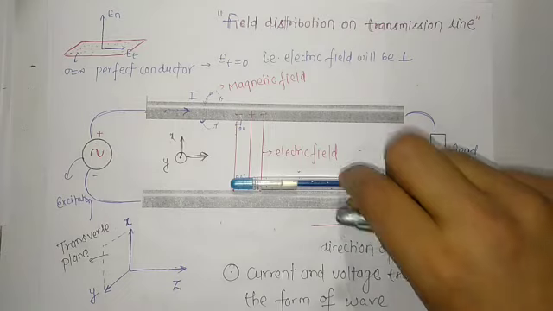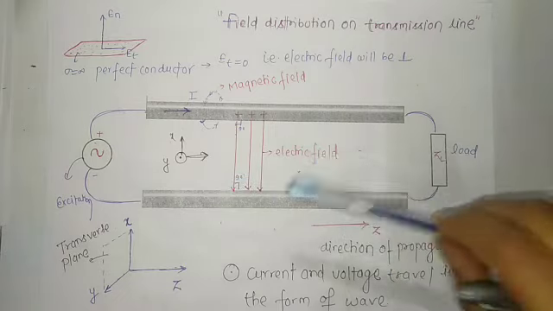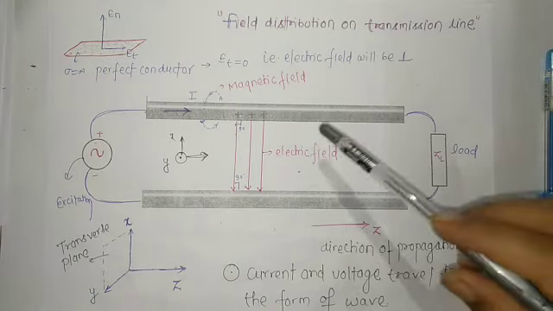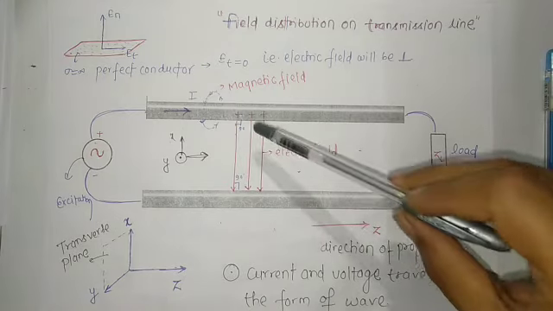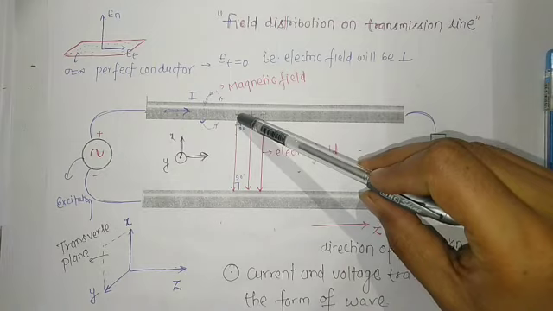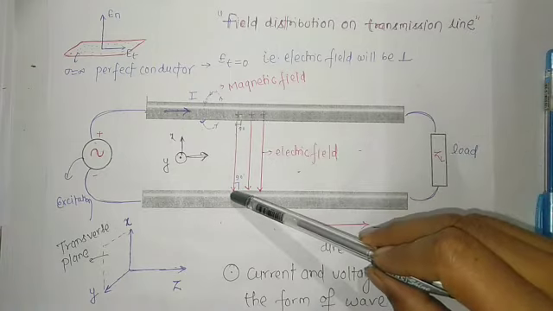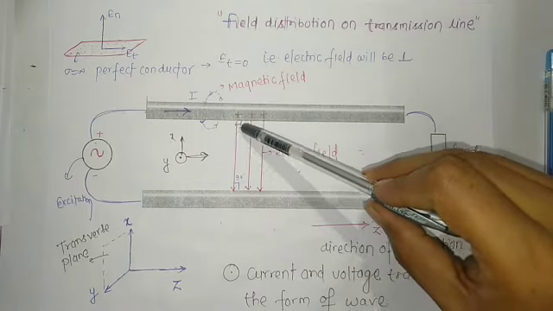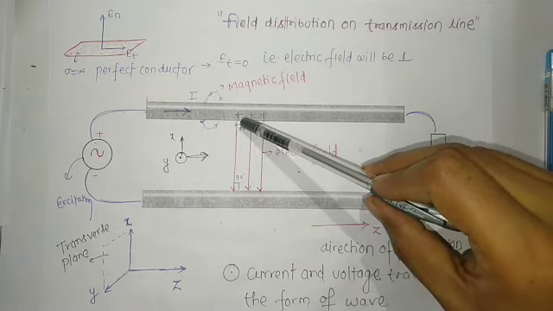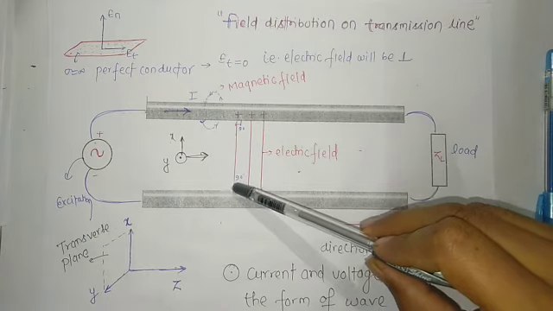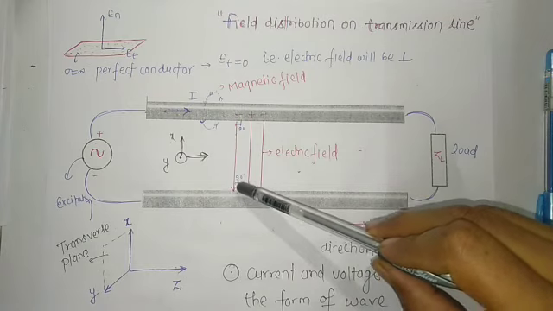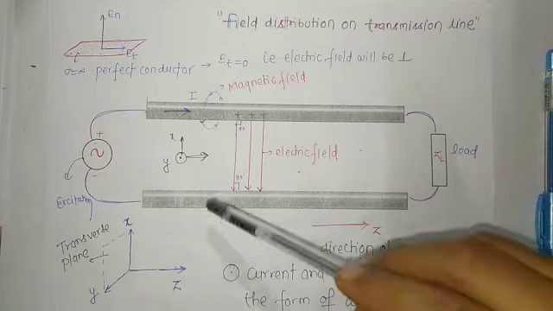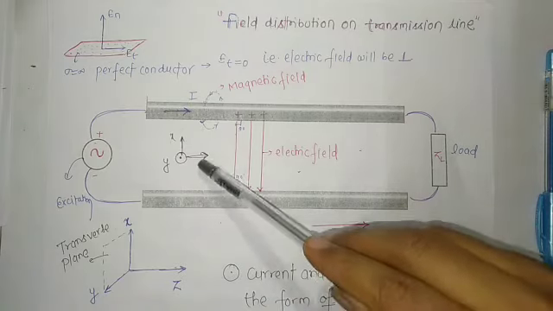Okay, let's see. The given transmission line is a balanced transmission line as well as a uniform transmission line. The electric field starts from one conductor and terminates on another conductor. But remember and observe that this field is perpendicular to this conductor, and when it is terminated, it is also making a 90-degree angle with this conductor. Okay.